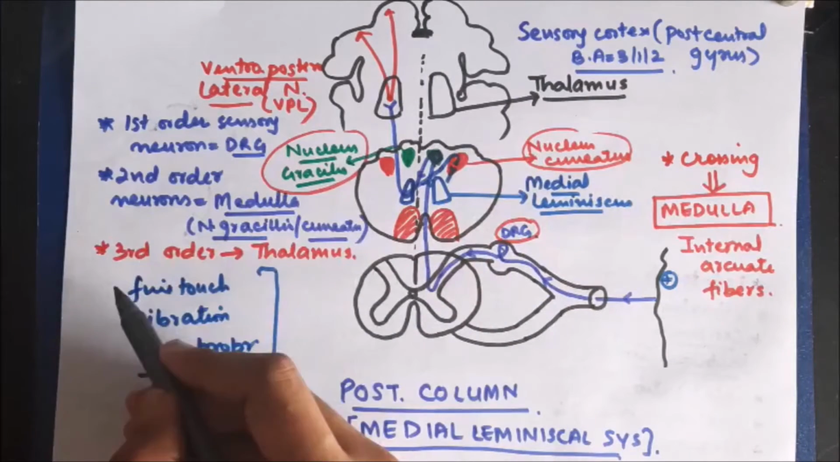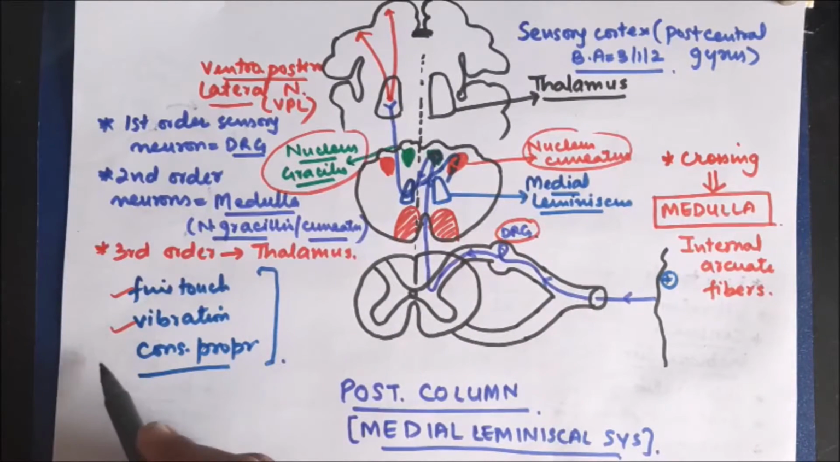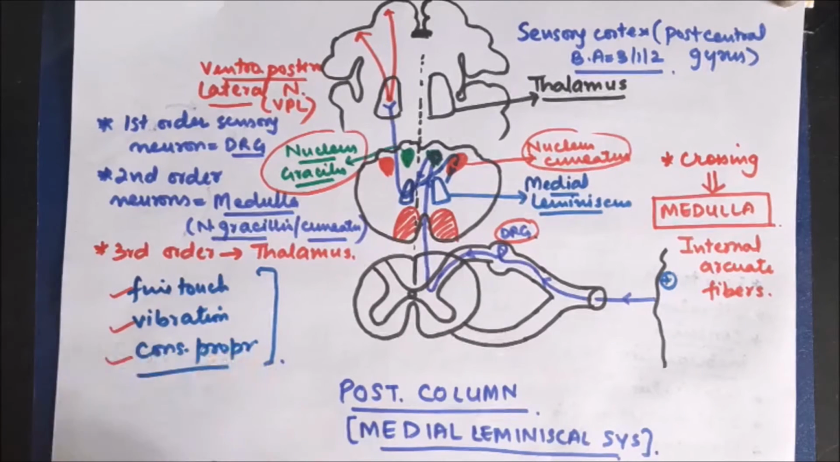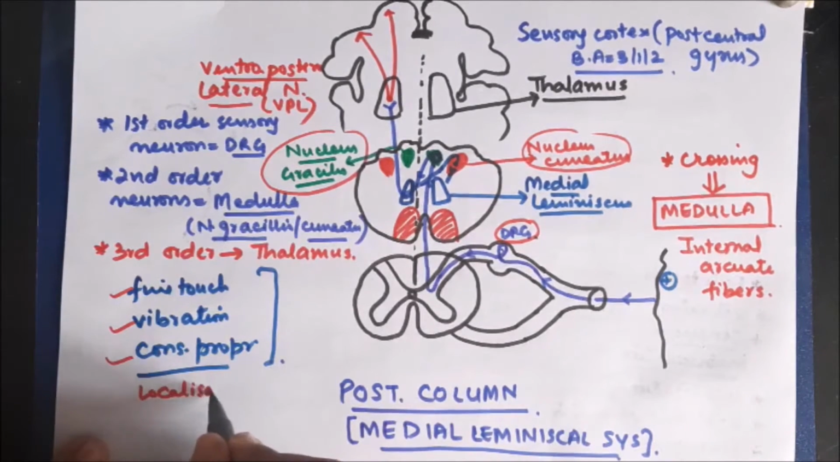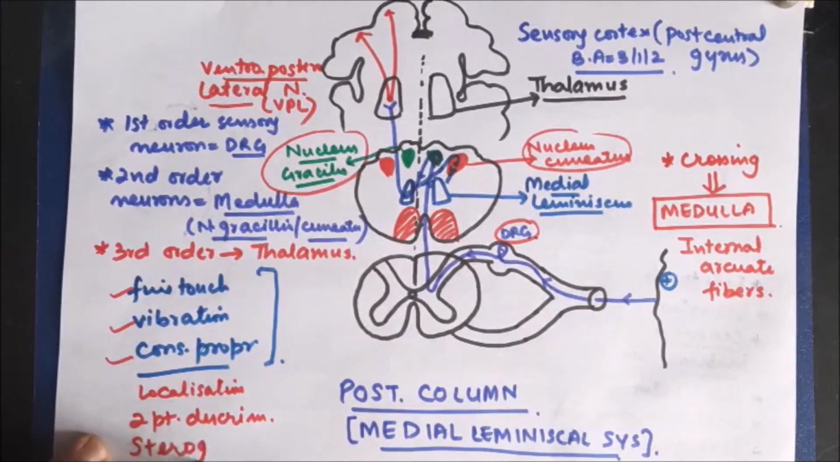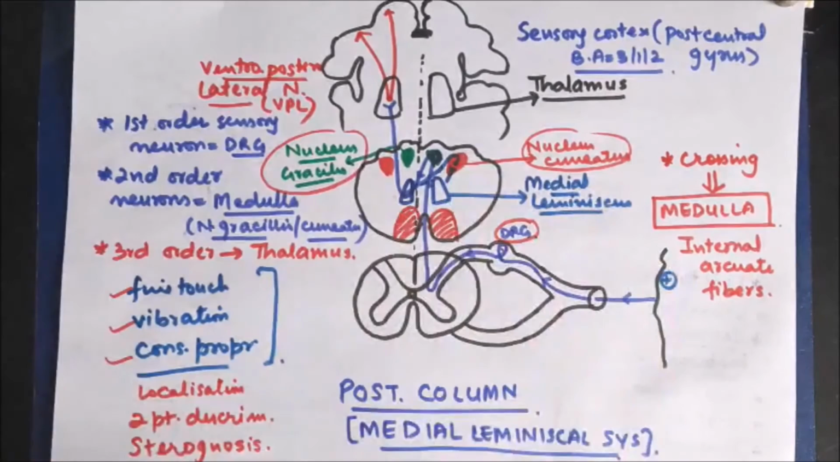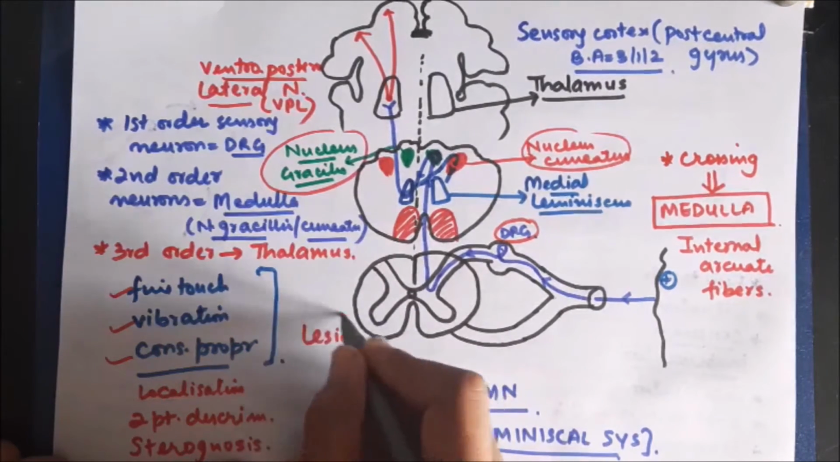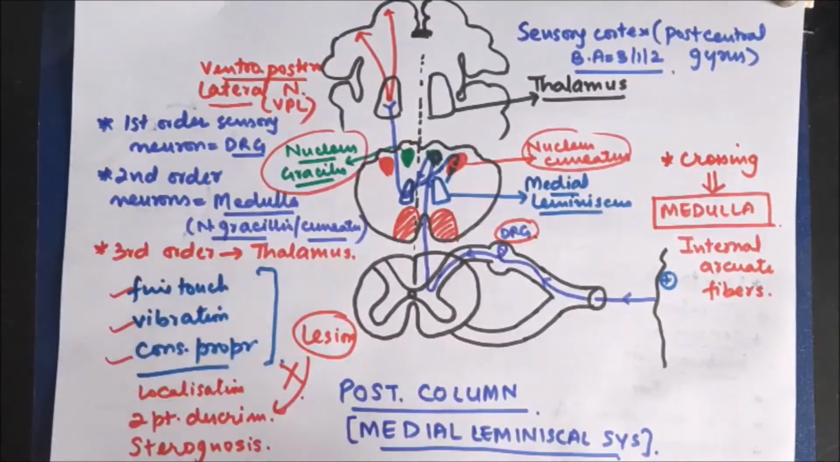Crossing of fibers occurs at the level of the medulla, and the sensations carried are fine touch, vibration, conscious proprioception, localization, two-point discrimination, and stereognosis. So in case of a lesion of the posterior column, these sensations will not be carried to the sensory cortex. As a result, there will be loss of these sensations. There is loss of localization, loss of two-point discrimination, and loss of stereognosis in case of a lesion of the posterior column.